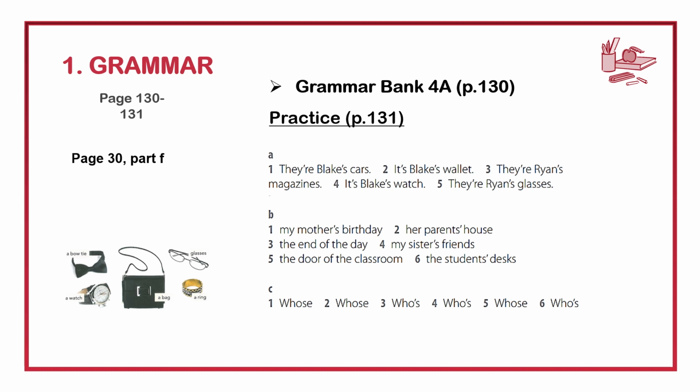Now I want you to answer me. Whose watch is it? Whose bag is it? Whose glasses are they? Whose ring is it? So, it's Jake Gyllenhaal's watch, it's Carey Mulligan's bag, they're Meryl Streep's glasses, and it's Mary-Kate Olsen's ring.